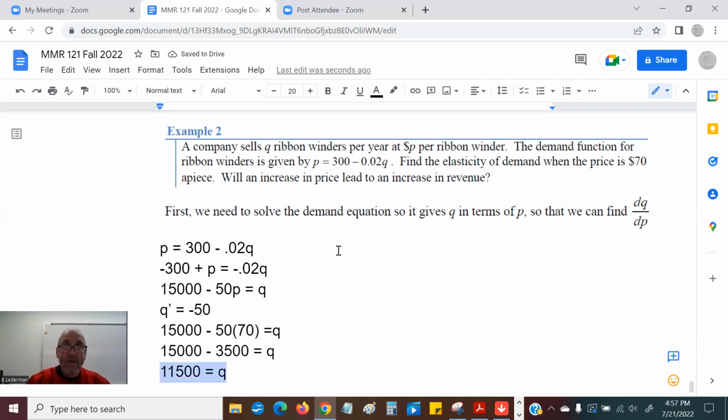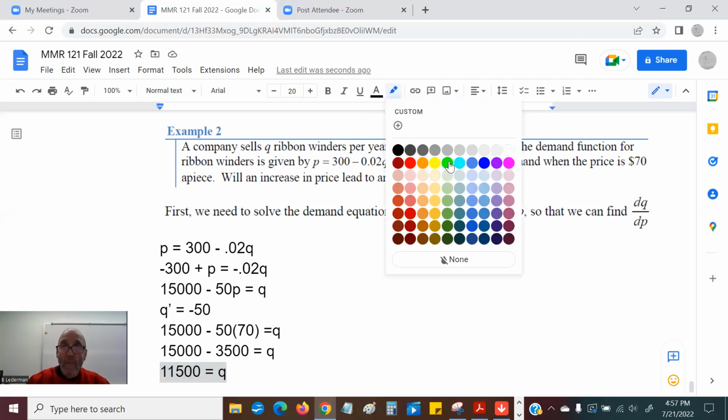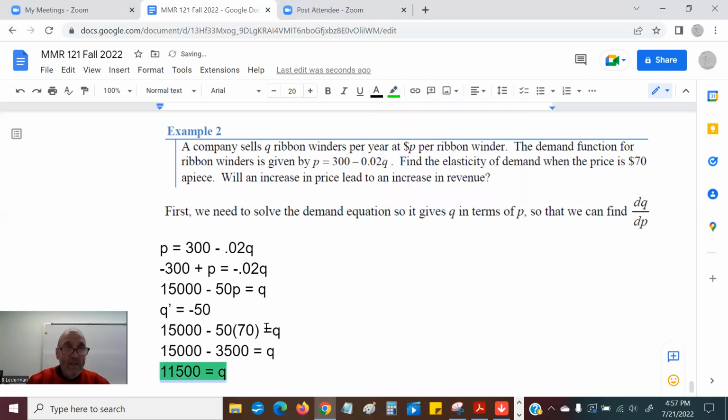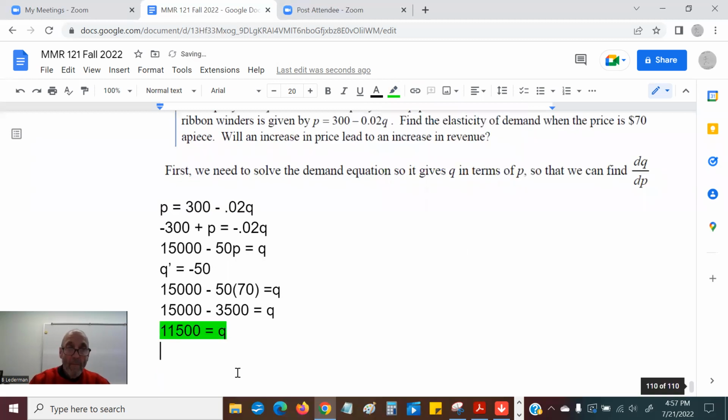Let me just get our ingredients here. We're going to put all this into the formula. Q is 11,500, P is 70, and we already know that Q prime is negative 50. This is all I'm going to need to know for the formula, so I'm going to plug it in.